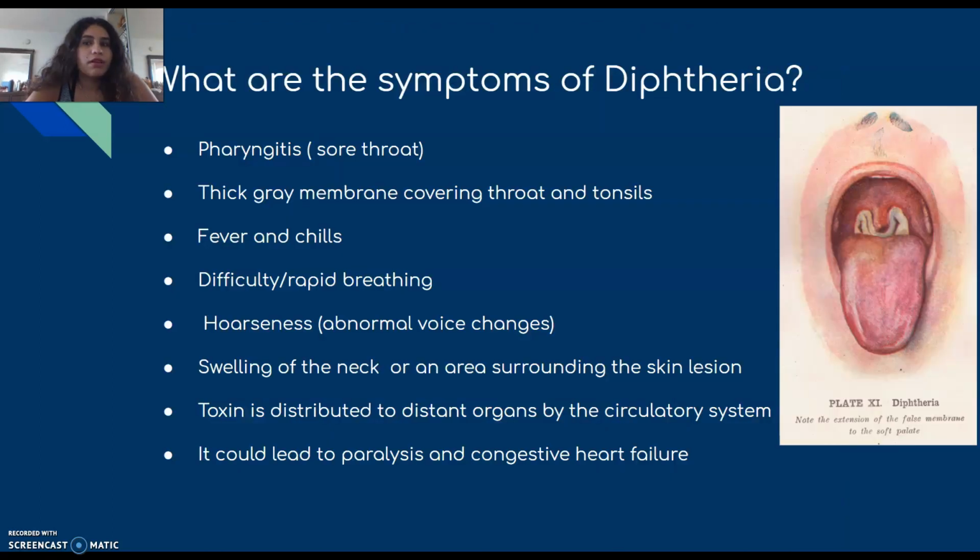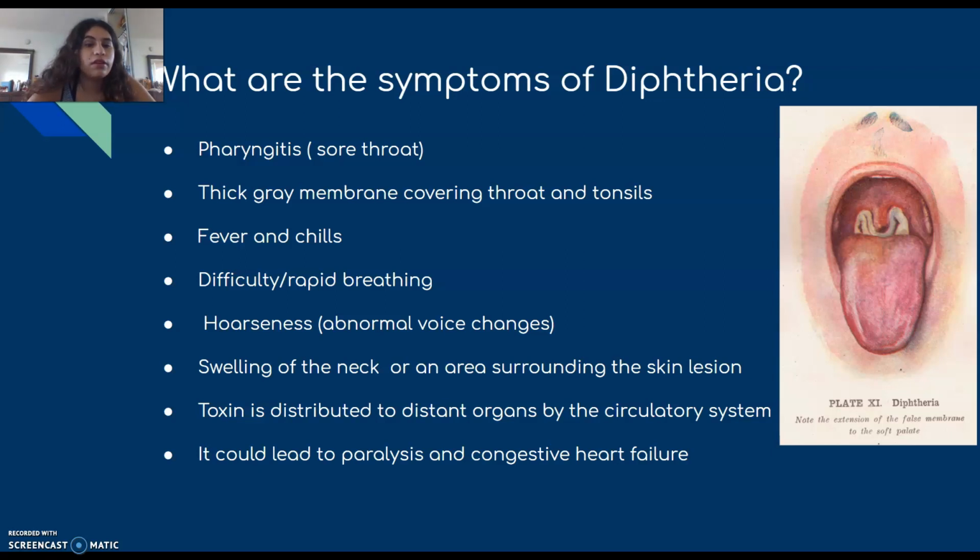So what are the symptoms of diphtheria? So we have pharyngitis, which is basically a sore throat. And we have this thick gray membrane covering the throat and the tonsils, as you can see in the picture. That is the most unique symptom for diphtheria, which is kind of like how they know that it's diphtheria, because that thick gray membrane kind of looks like white leather on your throat. It's very abnormal, and that's how they can identify that that's that kind of bacteria.